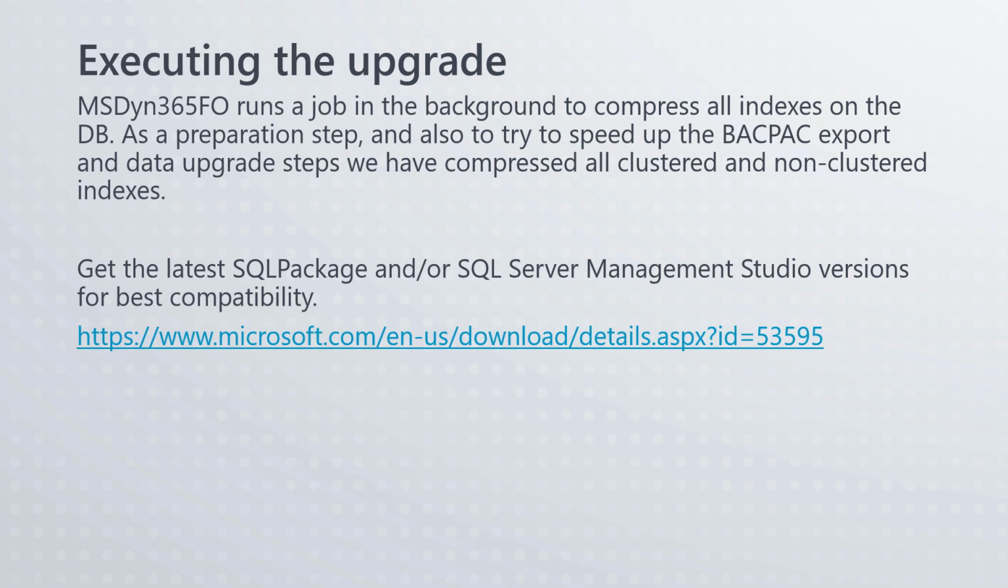Now, the Dynamics 365 application, once the upgrade is done, is running a batch job in the background, making sure all of the indexes are getting compressed. So you can get ahead of the game, and as a preparation step, you can try to speed up the bacpac export and the data upgrade steps by having all of the clustered and the non-clustered indexes compressed ahead of time. You have to also make sure that you run the latest SQL package and the Management Studio versions for compatibility reasons.